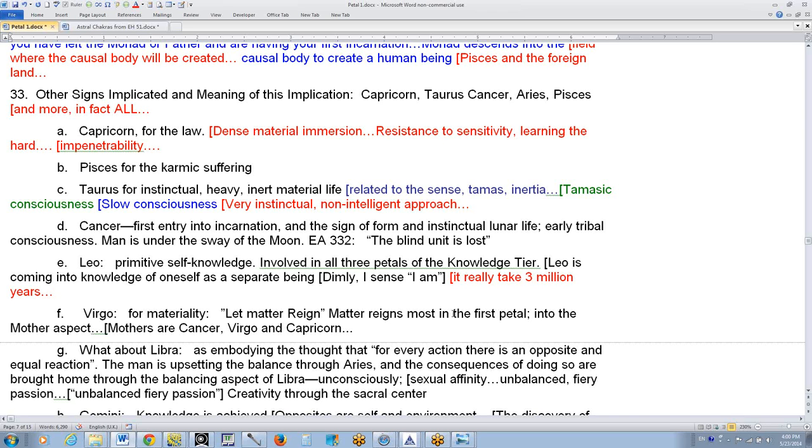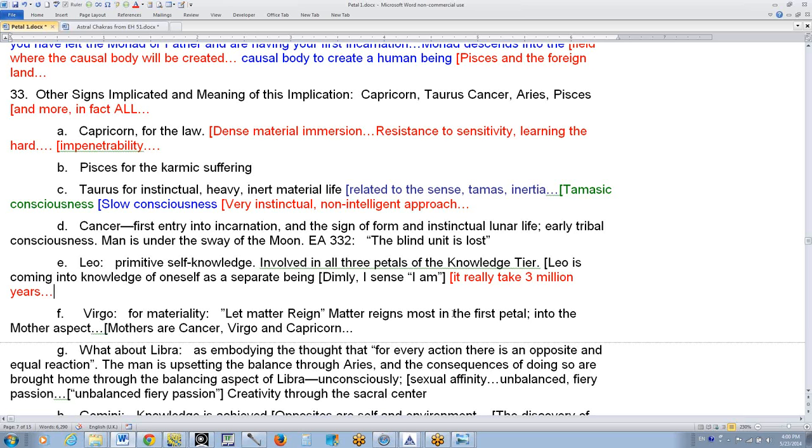Virgo, yes, for materiality, let matter reign. Matter reigns most in the first petal. It is a knowledge petal connected with Mercury. There is some intelligence stirring, but it's very slow and inert. And we're related to the mother aspect. Mothers are related to Cancer, Virgo, and Capricorn, all signs important in this first petal. You see, look at Capricorn as a major sign, and the opposite is Cancer.